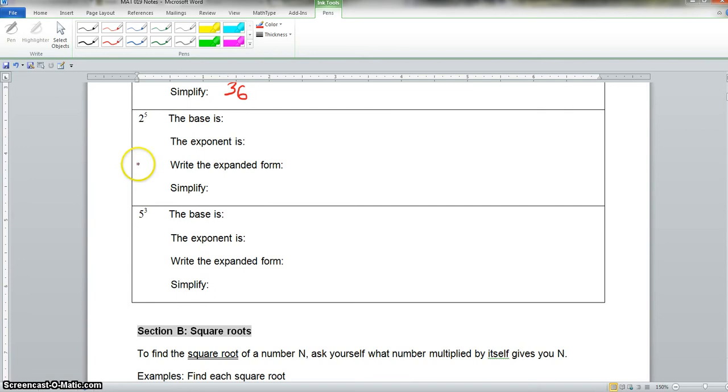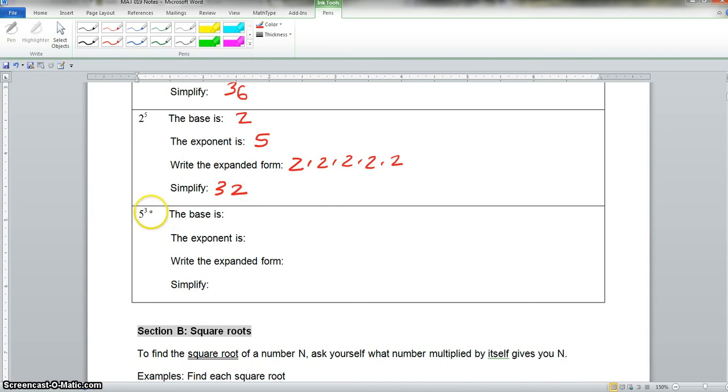To the next part, we have 2 to the fifth power. The base here is 2. The exponent is 5. It says write the expanded form. Expanded form, we will write 2 multiplied by itself 5 times. And then it says simplify, which basically means multiply here. 2 times 2 is 4, times 2 is 8, times 2 is 16, times 2 is 32.